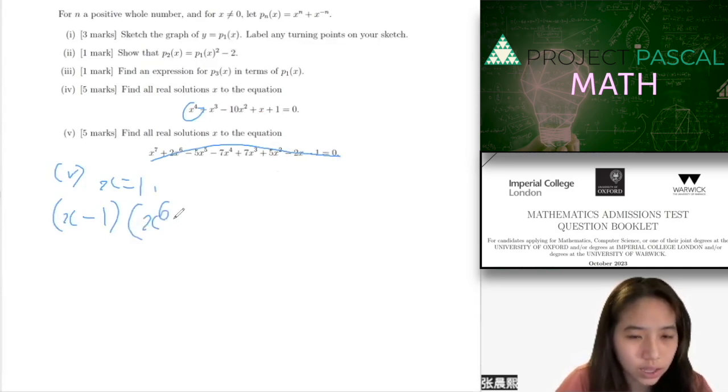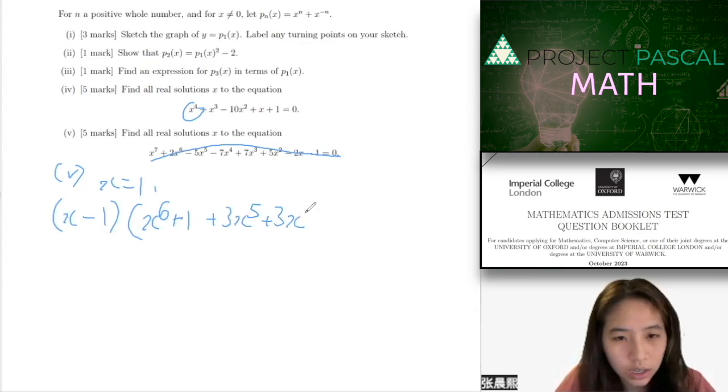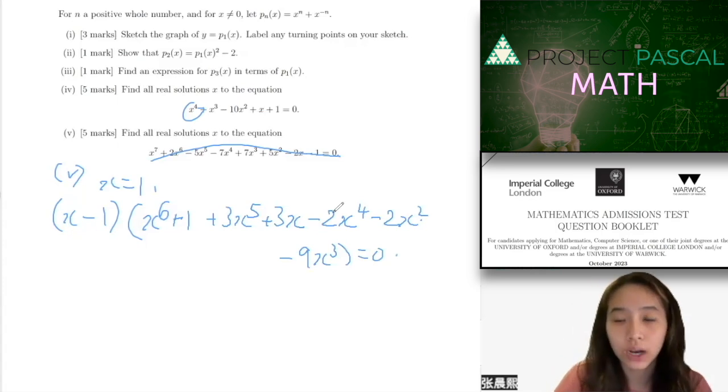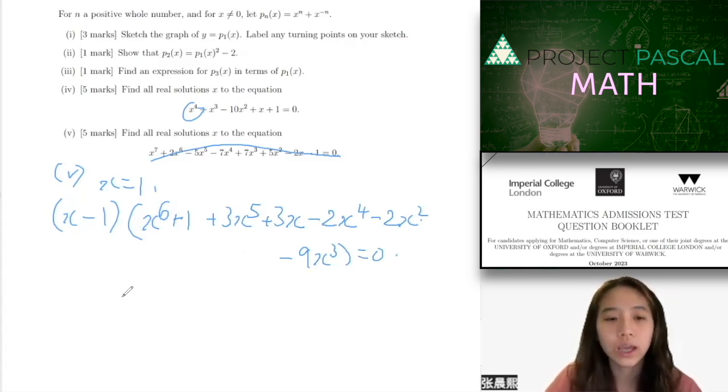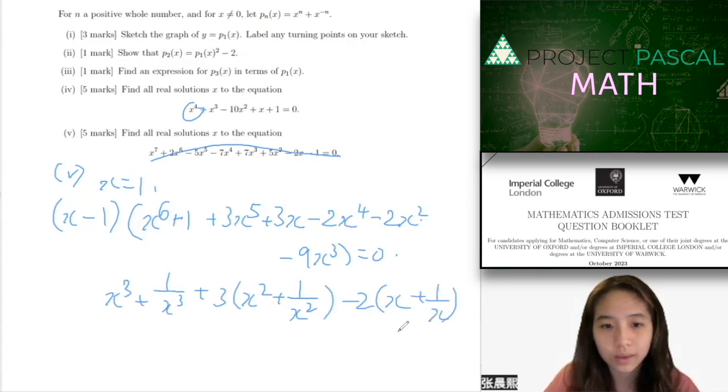So it's like 6 plus 1 plus 3x^5 plus 3x, yeah, something like this, minus 2x to the power 4 minus 2x squared and minus 9x cubed equals 0. So same thing, you can divide everything by x to the power of 3, and then you get x to the power of 3 plus 1 over x to the power of 3 plus 3x squared plus 1 over x squared minus 2x plus 1 over x minus 9.